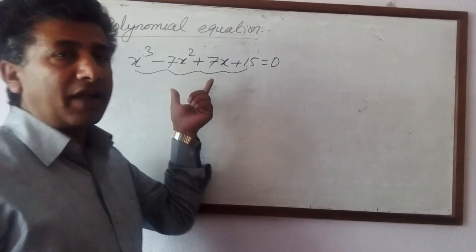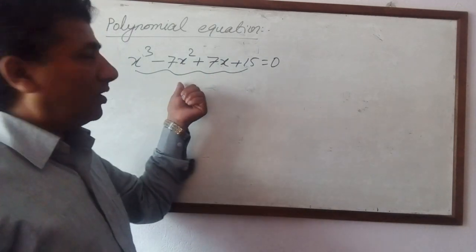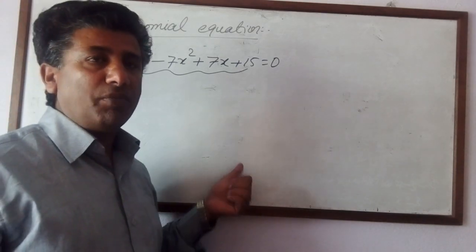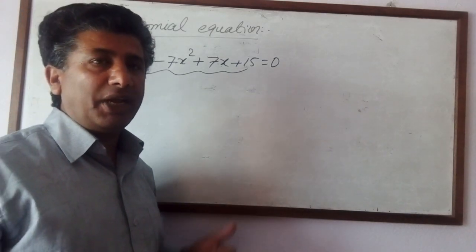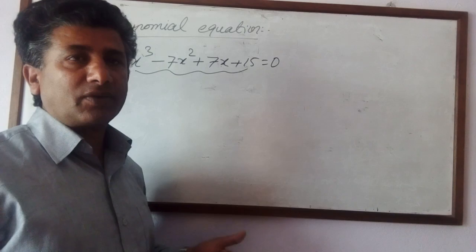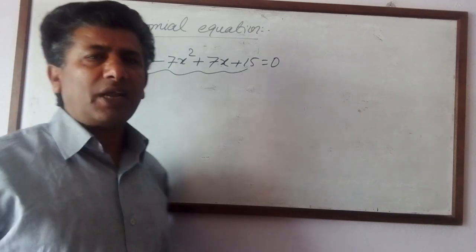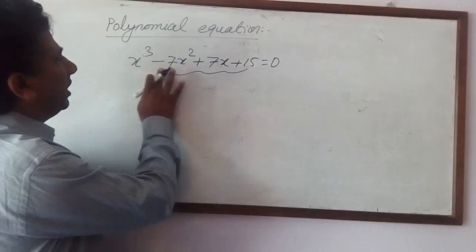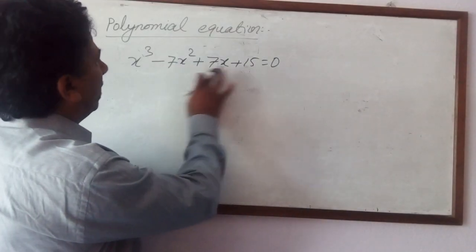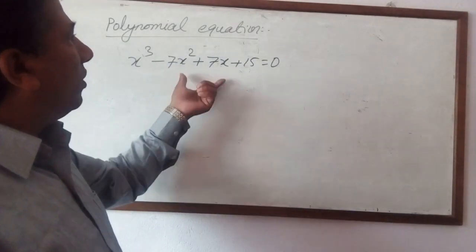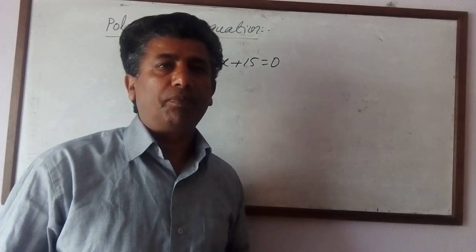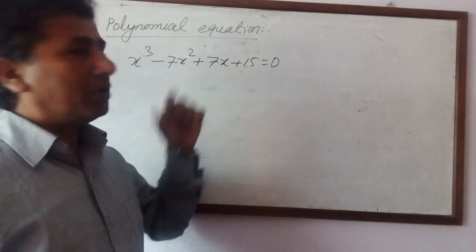this is a special type of equation. Here we cannot use any formula. That means a cube plus b cube, a cube minus b cube, a plus b whole cube, a minus b whole cube, a square plus b square, a square minus b square, a plus b whole square, a minus b whole square. By using this type of formula, it will be difficult to find factors. That's why this polynomial equation, how to solve this one?